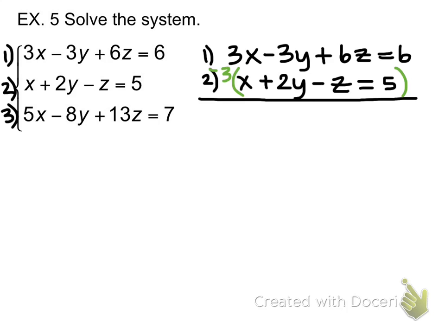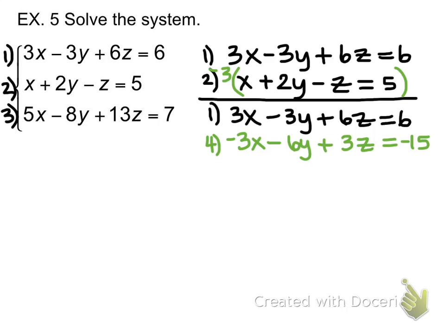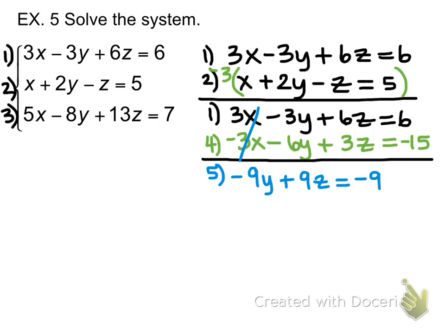And I'm going to multiply equation 2 times negative 3, which will make the x's cancel out. So 3x minus 3y plus 6z equals 6 is the same as equation 1. Equation 2 times negative 3 will give me negative 3x minus 6y plus 3z equals negative 15. So when I add these together, my x's cancel, and I'll have negative 9y plus 9z equals negative 9.